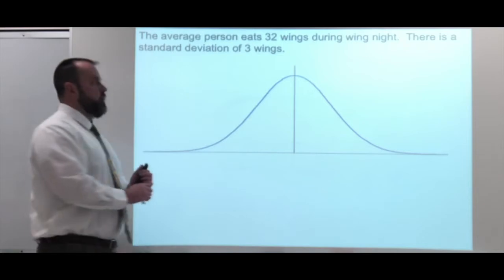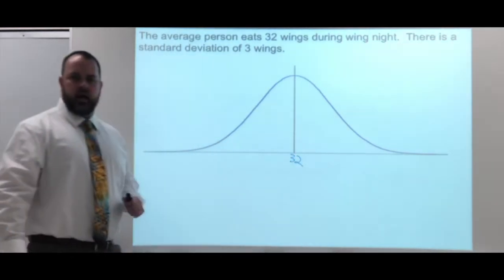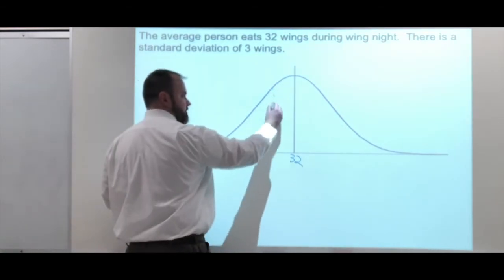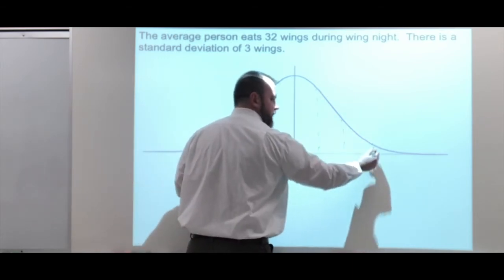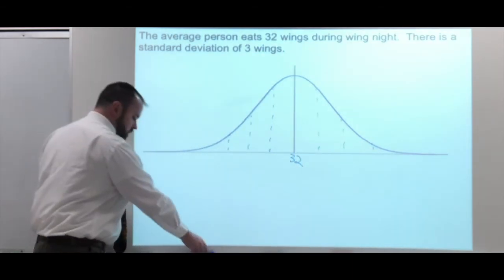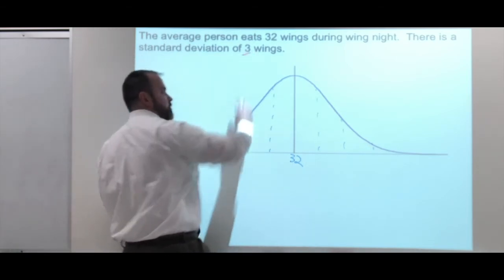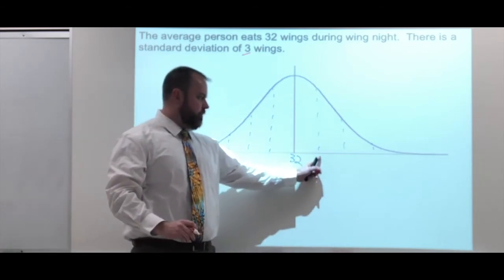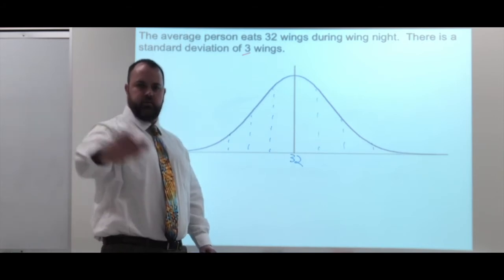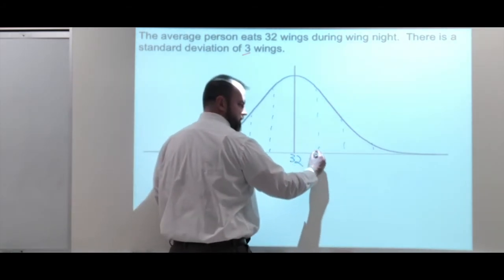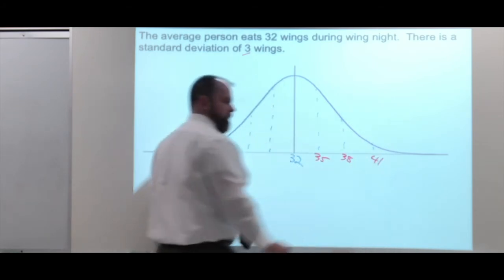We know that we have 32 as our average, and that's going to be our center. Average is always in the center, and we go 3 standard deviations to the left and 3 standard deviations to the right. Then we count by standard deviations. Since our standard deviation is 3, we add 3 each time to get our lines. So we start at 32, plus 3, plus 3, plus 3. 32 plus 3 is 35, plus 3 is 38, and 41.